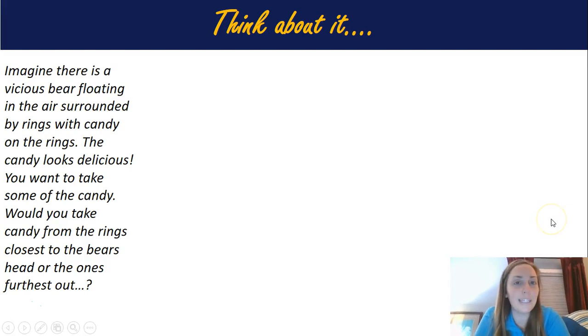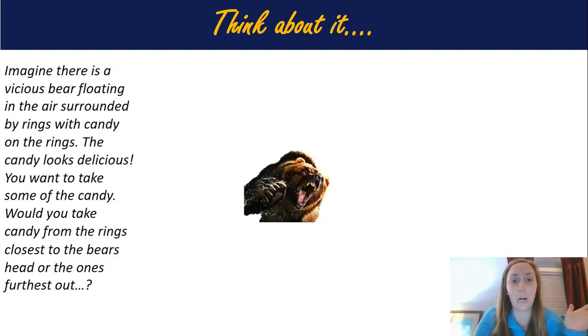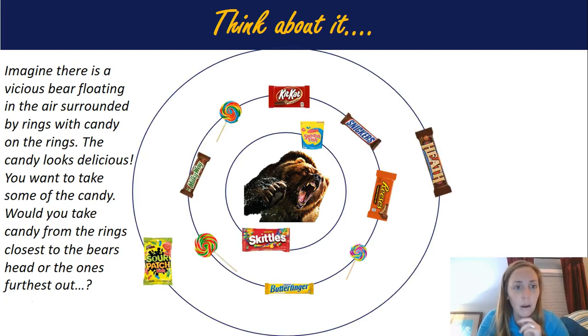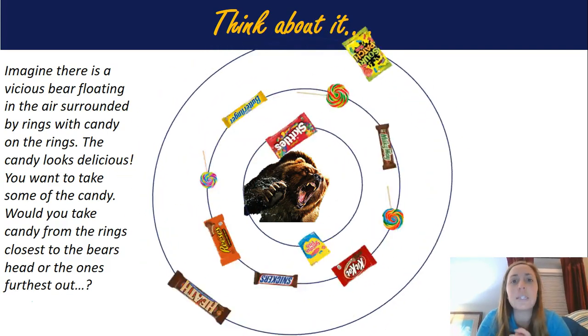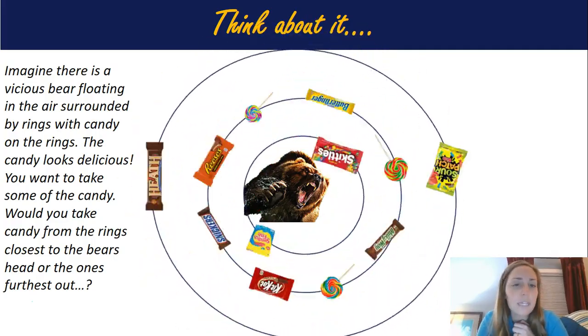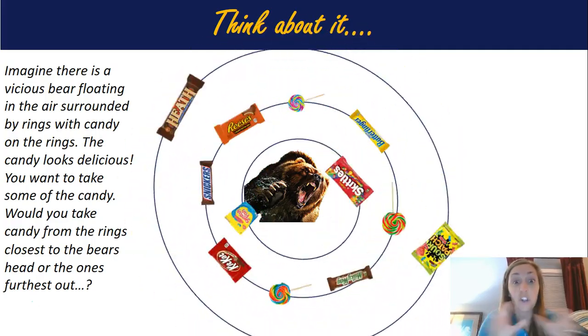Before we get started with the lesson, I want you to think of a really strange metaphor. Imagine that there is this vicious bear floating in space. There he is. Now imagine that around that bear there are these rings of delicious candy, and you're really hungry. And these rings are actually spinning. Now, which of these pieces of candy are you going to try and grab?